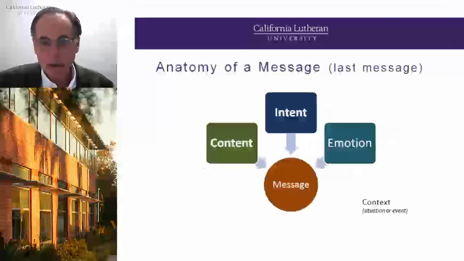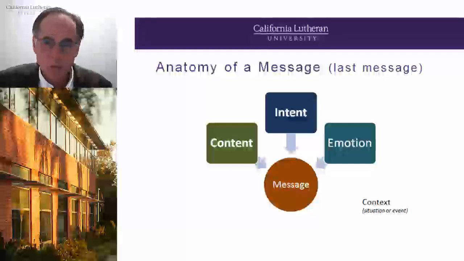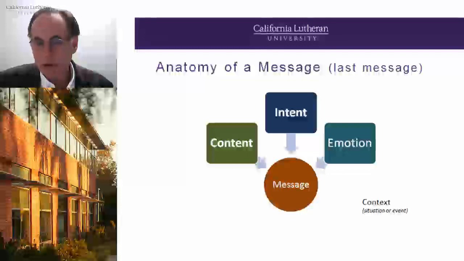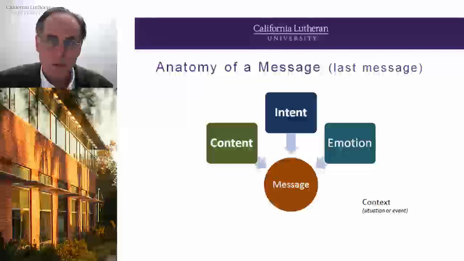In the pre-recorded lecture entitled Anatomy of a Message, you learned that there's 3 parts to a message. 1, the content itself. 2, the intention of the speaker and the receiver's perception of that intention. And 3, the emotional element. Also, you heard in that video that the message takes place within some context, and that context provides a lens for encoding and decoding the information.